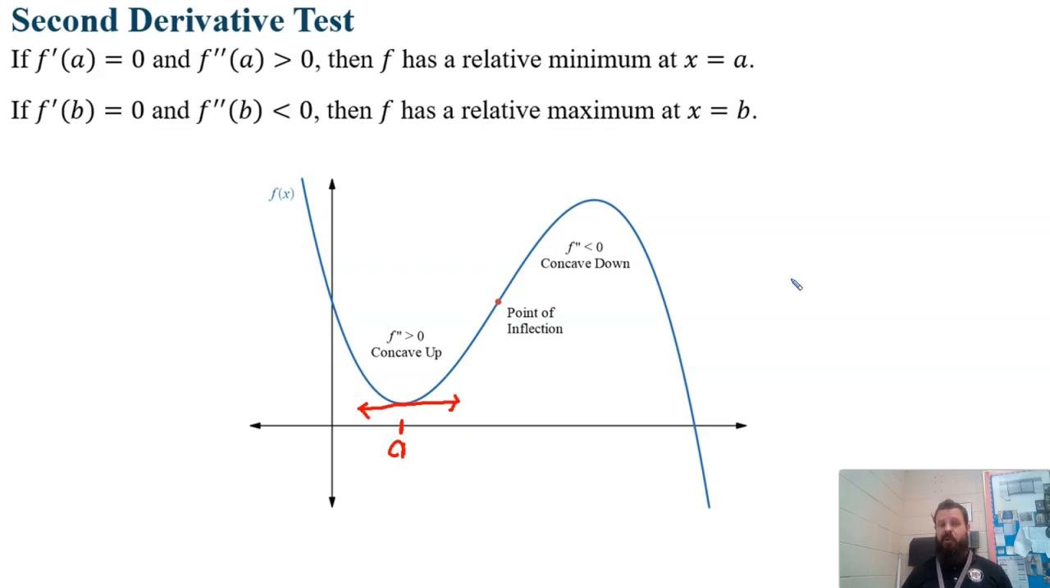Same idea for finding local maximums. If f prime of b equals 0, let's say this is our b value where this function's derivative is 0, so we have that horizontal tangent line, a critical point, and f double prime of b is less than 0, which will happen when our function is concave down, then we know that f has a relative maximum at x equals b. So that's our second derivative test. Find our critical values just like with the first derivative test, and then instead of looking at sign changes of the first derivative, we'll just look at what the sign is of the second derivative.